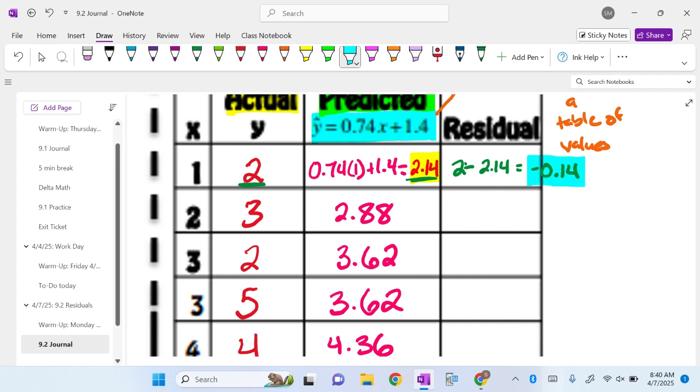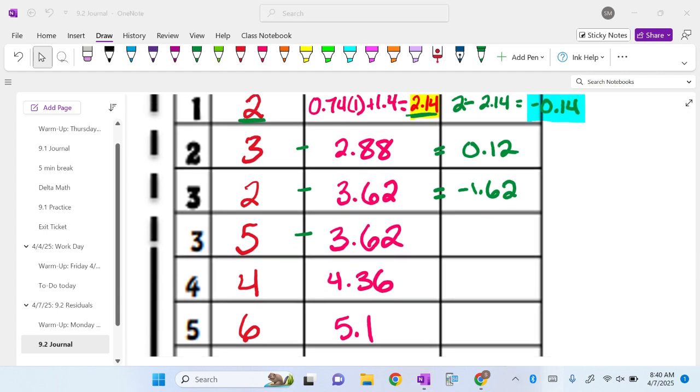All right. And you're just going to do that for all of them. So if you do 3 minus 2.88, what's your residual? It's 0.12. Good. If you do 2 minus 3.62. So in other words, guys, you're just subtracting the predicted from the actual. And you would get what? Negative 1.62. All right. 5 minus 3.62.